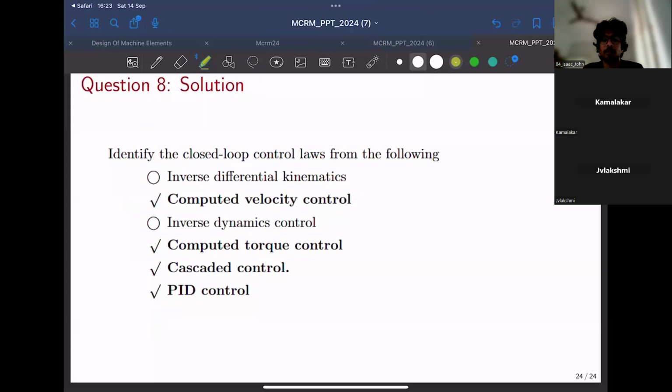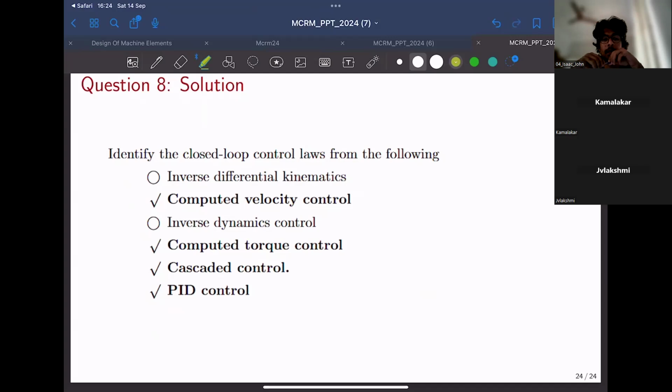So many are there, sir. Like here, question 8, they are asking to identify the odd one. Let me check. What are the odd ones? Which question is that? Pick the odd one from the following: inverse dynamics control, computed velocity control, computed torque control, PD control with gravity compensation.